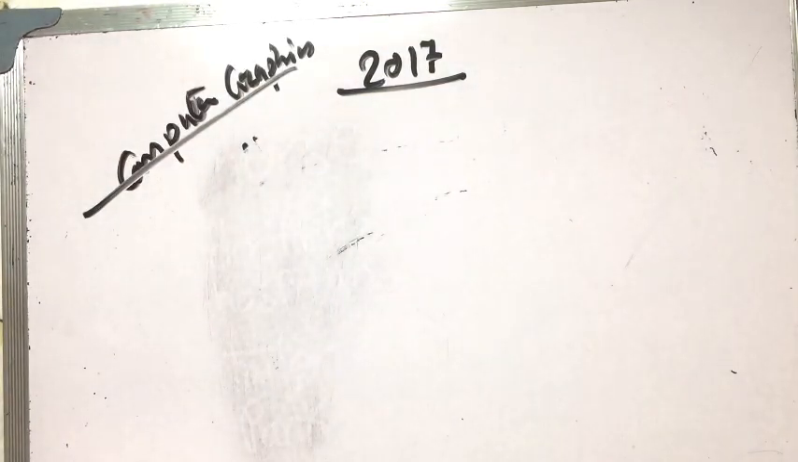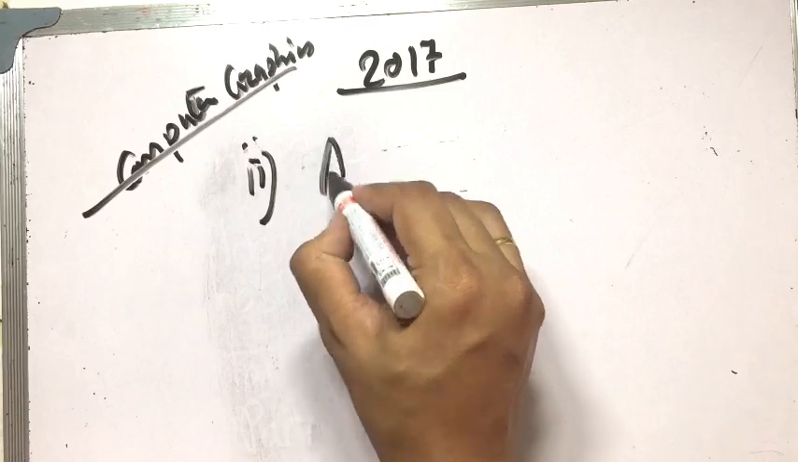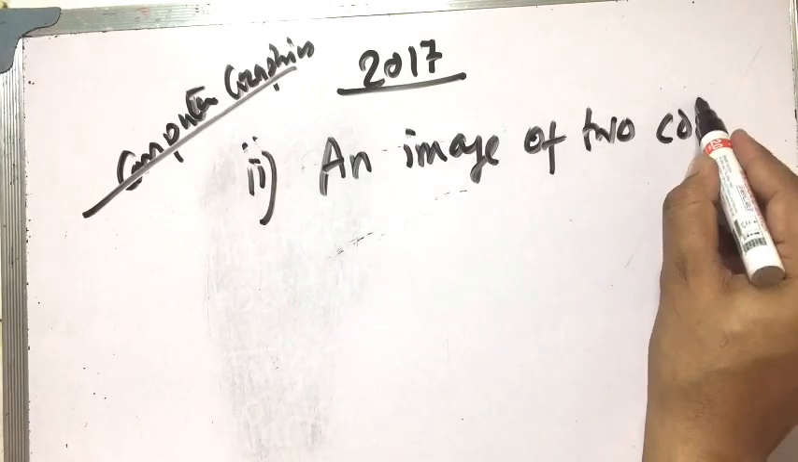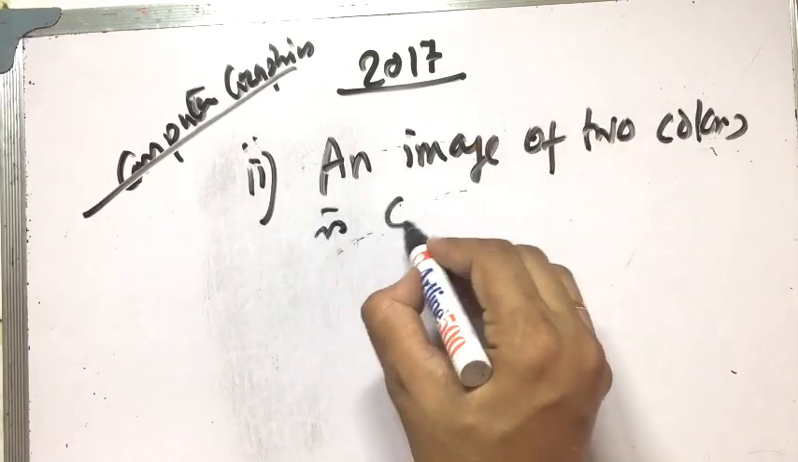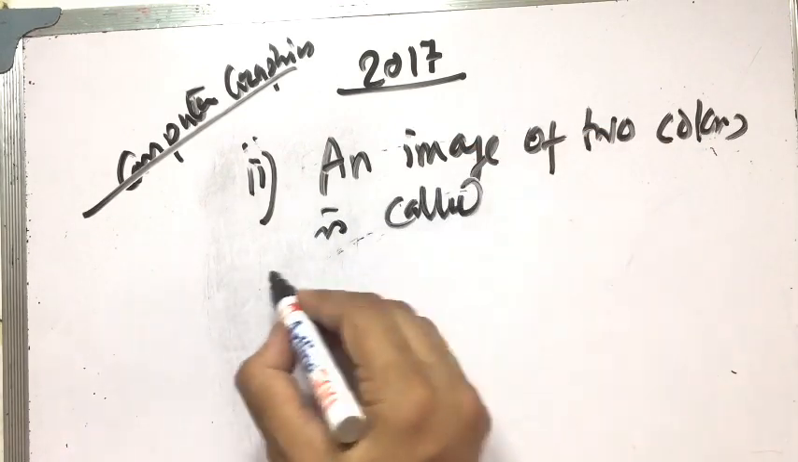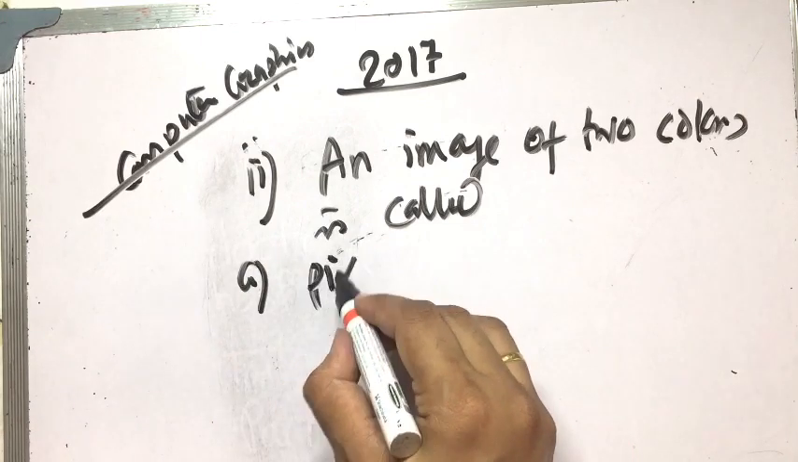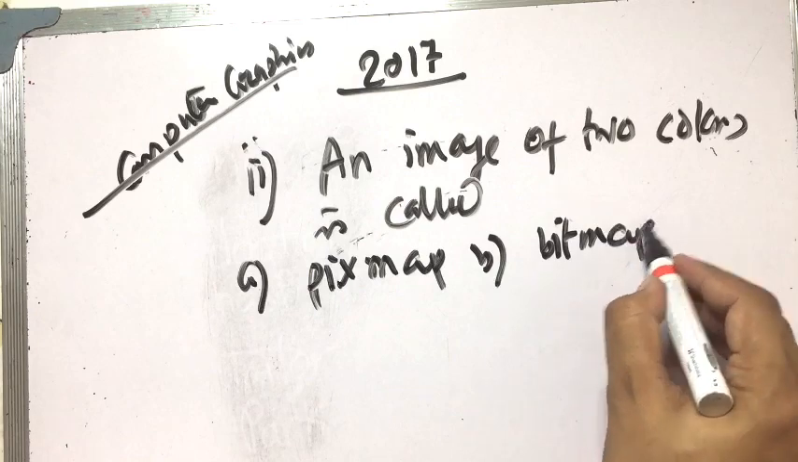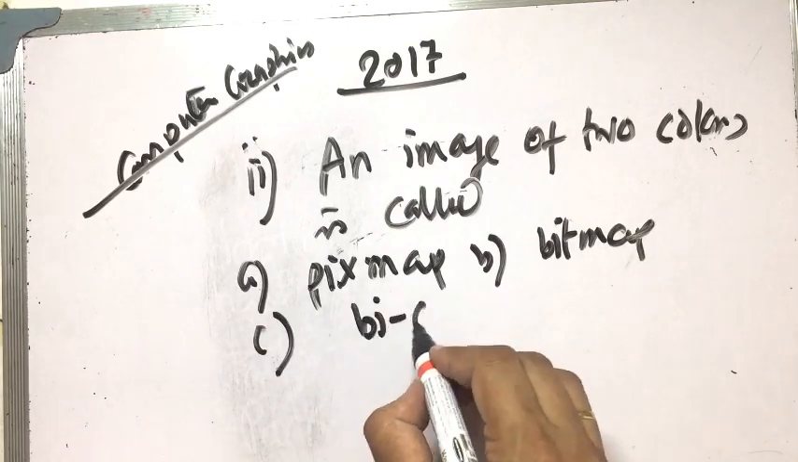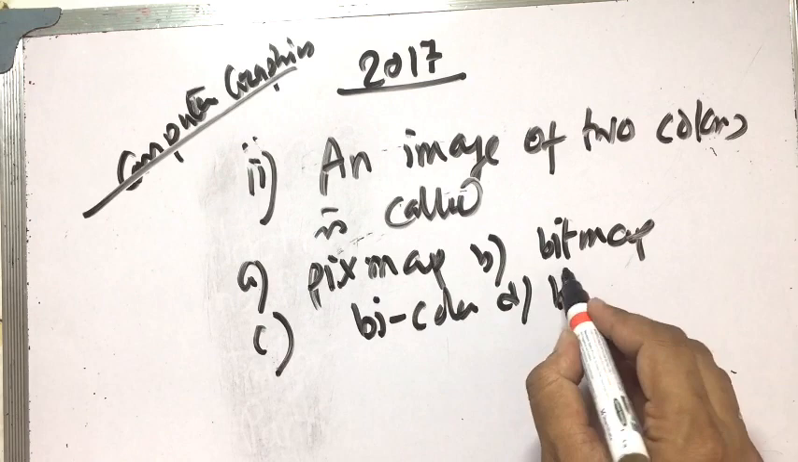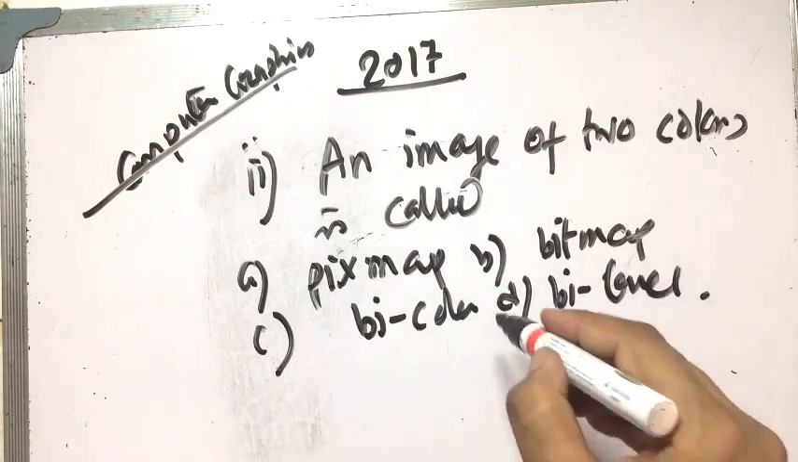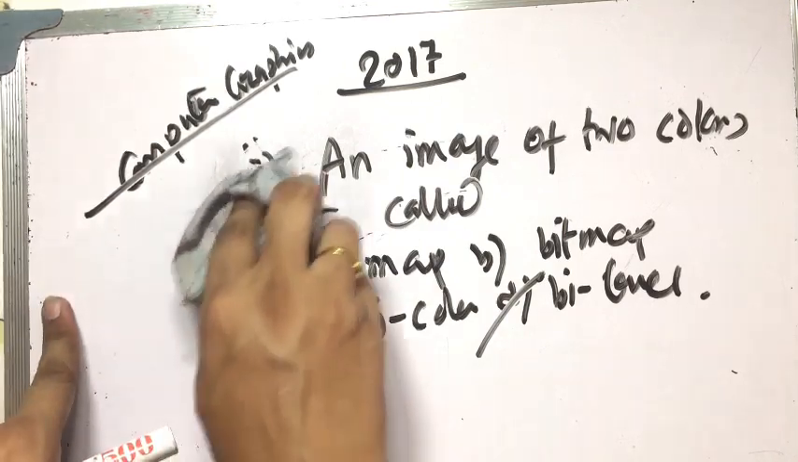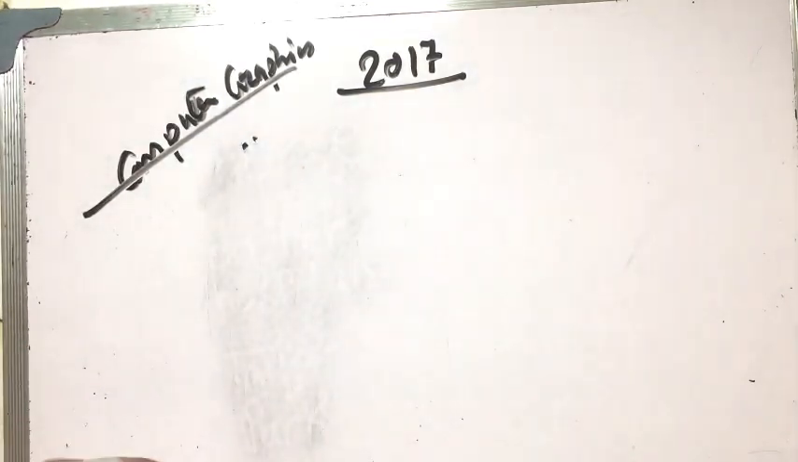Now question number 2. An image of two colors is called: option A pixmap, option B bitmap, option C bicolor, option D bilevel. The correct answer is bilevel. An image of two colors, that is black and white, is known as bilevel. Option D is the correct answer.